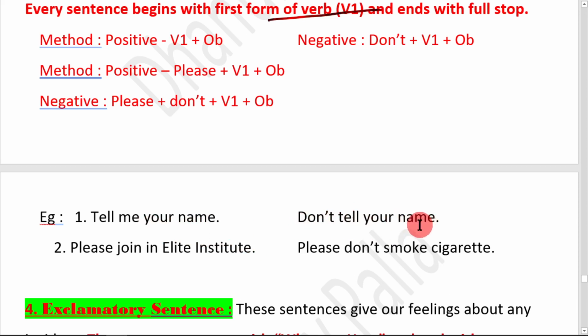Tell me your name, we have to call this a command and an order. Please join Elite Institute, it is the request. Please don't smoke cigarette, it is the advice. So if you want to give advice, requests, orders, commands and suggestions, you have to use the imperative sentence, friends.